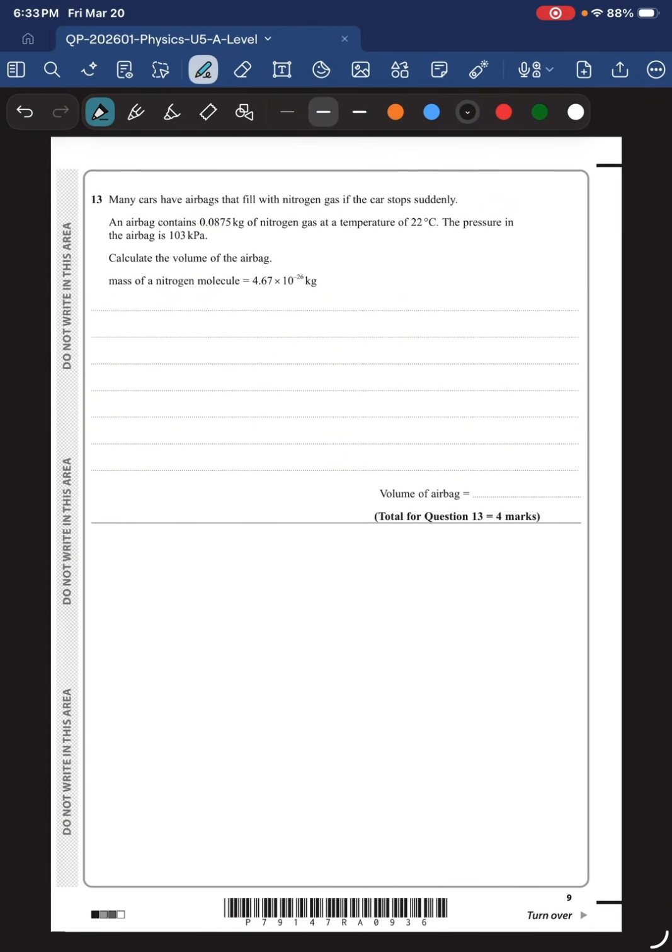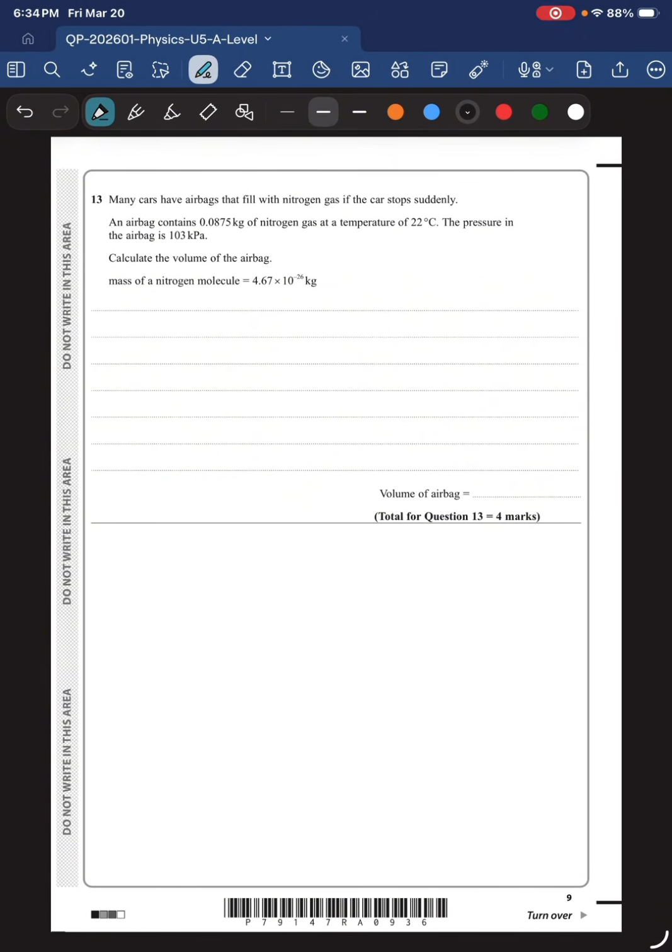Question 13. Many cars have airbags that fill with nitrogen gas if the car stops suddenly. An airbag contains 0.0875 kilograms of nitrogen gas at a temperature of 22 degrees Celsius. The pressure in the airbag is 103 kilopascals. Calculate the volume of the airbag, and they give you the mass of a nitrogen molecule, which is 4.67 times 10 to the negative 26 kilograms.